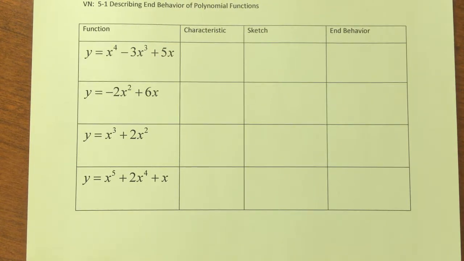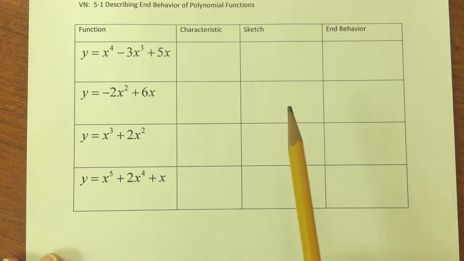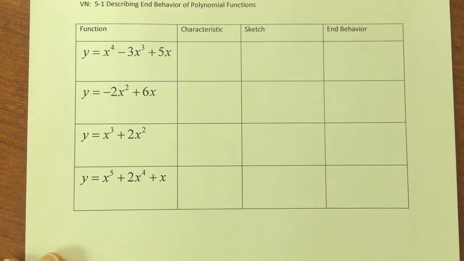In the last video, we looked at characteristics based on degree, number of terms, and so forth. In this video, we're going to take it one step further, and we're going to look at end behavior. So in order to look at end behavior, we could put all these things in our calculator for the sketch, but for the sake of this video, I want to teach you some concepts.